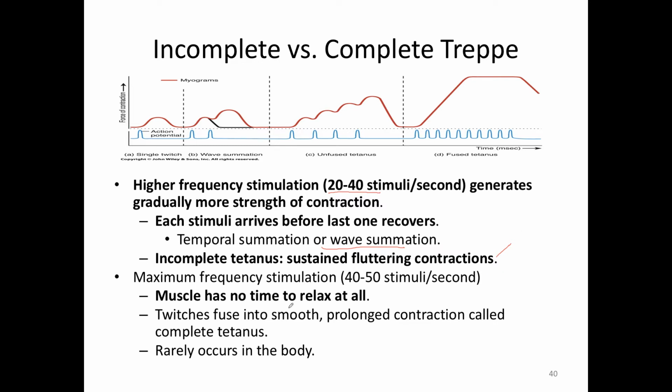So the maximum frequency stimulation possible is between 40 and 50 stimuli per second, but that's a lot. So normally, below 40 to 50 stimuli per second, you get sustained fluttering contractions. So think of a time when you had to hold something heavy for a long time and your muscle started to stutter while it was maintaining tension. You were experiencing this incomplete tetanus. So hold heavy thing for a long time.